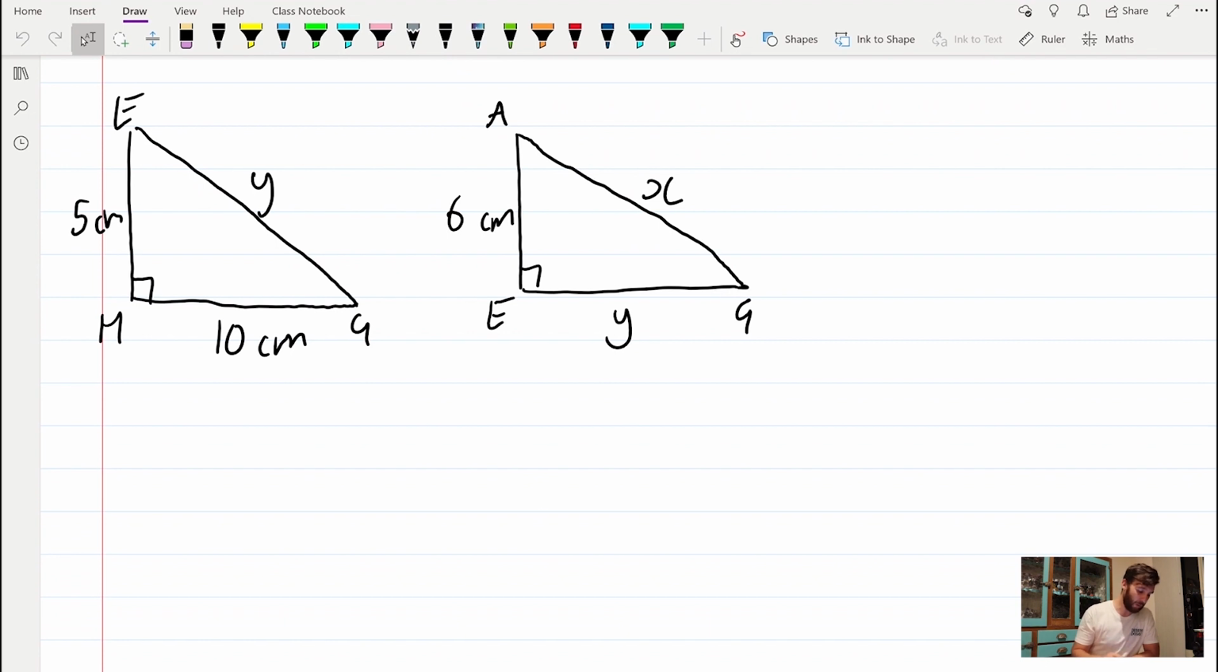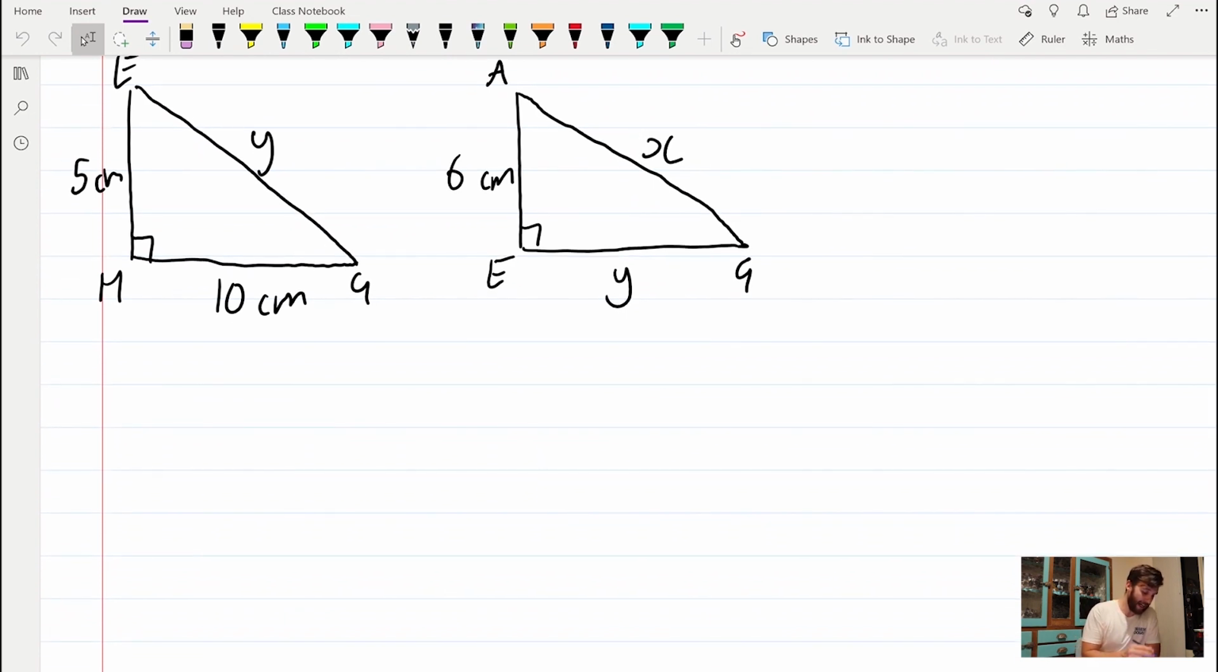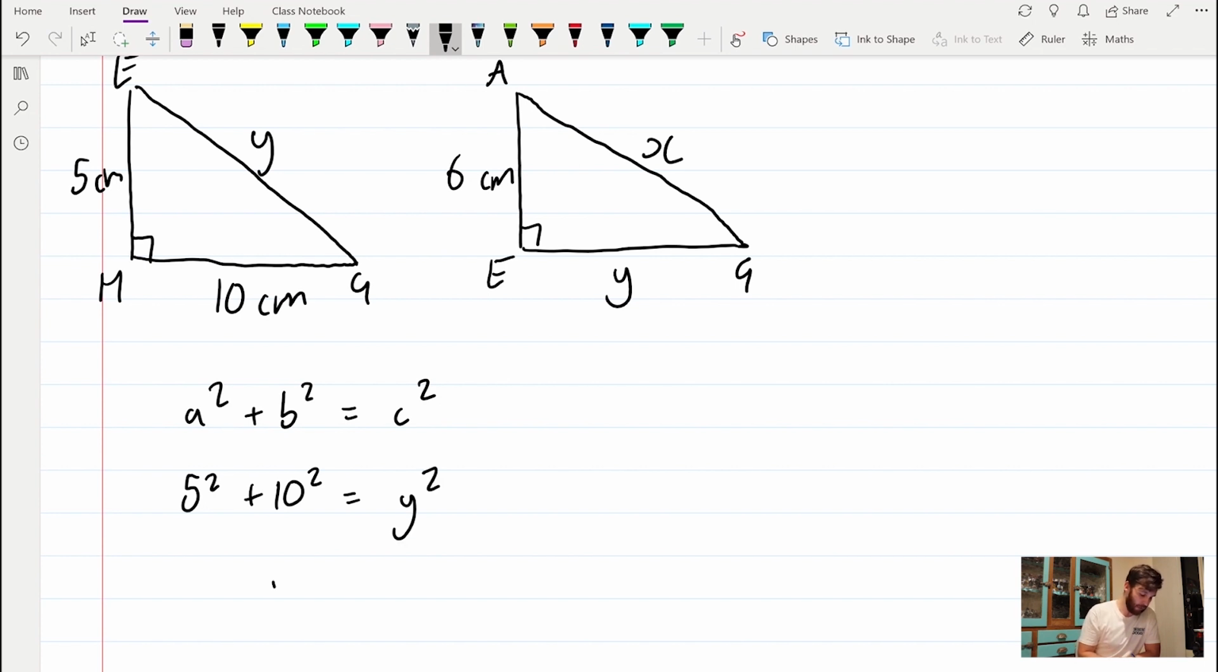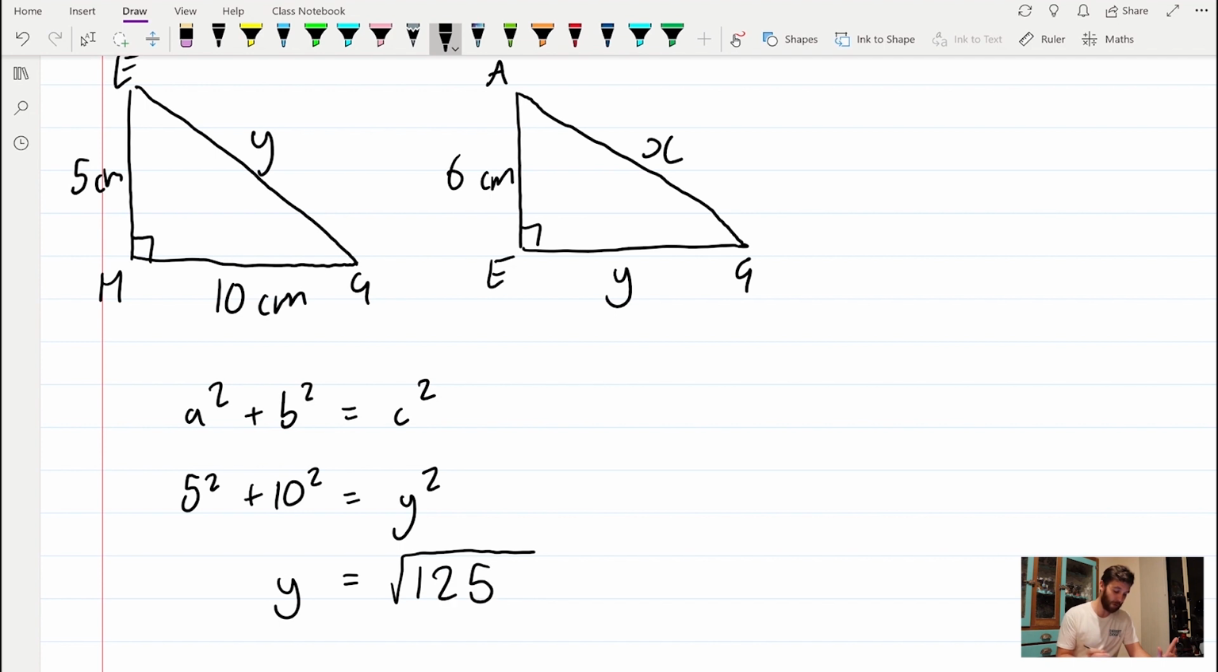But that's fine. Okay, so what I'm going to do first, for my diagram on the left, again, Pythagoras' theorem: a squared plus b squared equals c squared. So for this diagram, 5 squared plus 10 squared is going to give me y squared. Now I can rewrite that as y is equal to the square root of 10 squared, which is 100, plus 5 squared, which is 25. So the square root of 125.